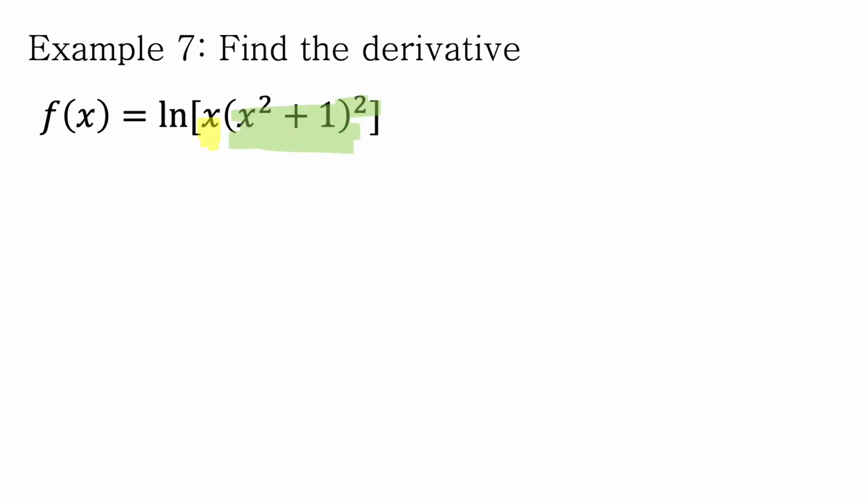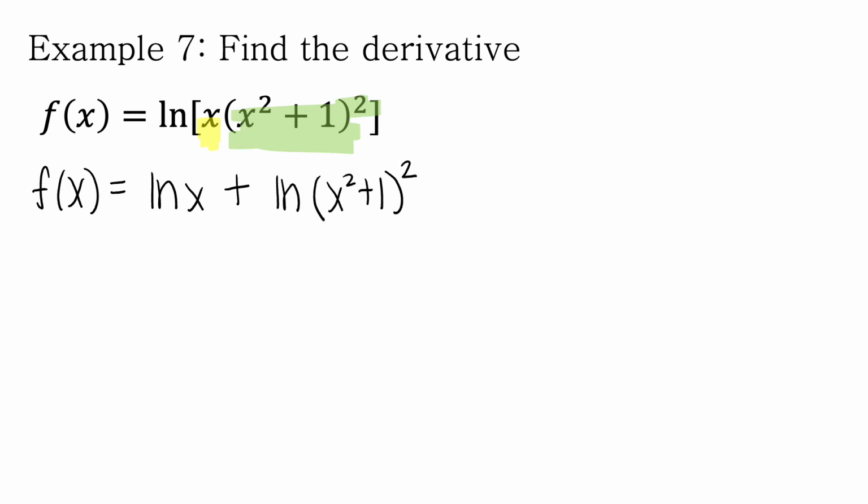And I remember that my properties say if I have multiplication on the inside of my logarithm, I can split it into 2 logarithms using addition. So that is what I'm going to do. So let's rewrite our function f of x as the natural log of our first function x plus the natural log of our second function x squared plus 1 squared. Already looking much simpler, but hopefully you recognize that we have an exponent just like we did in our last example, and we can bring that exponent to the front.